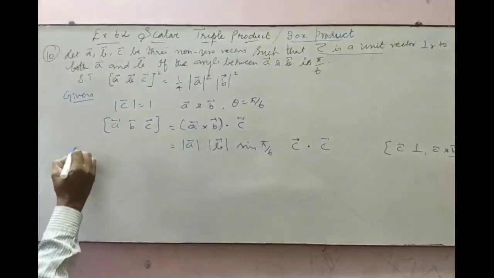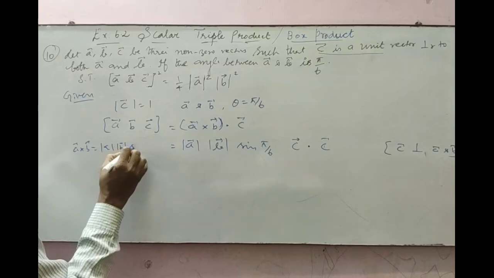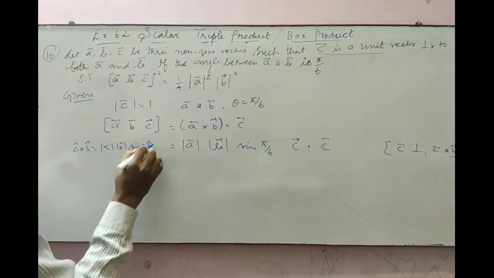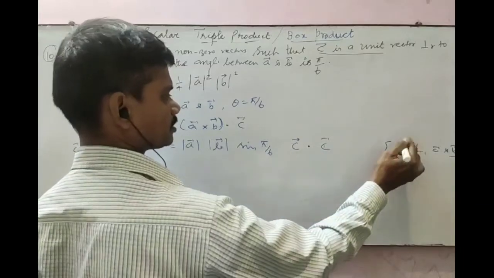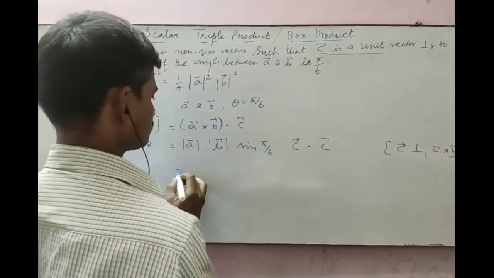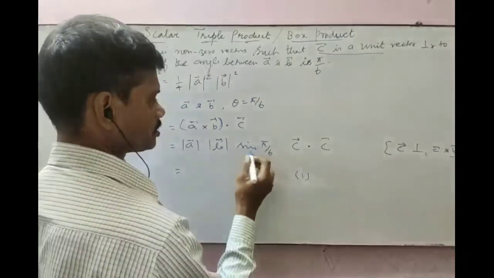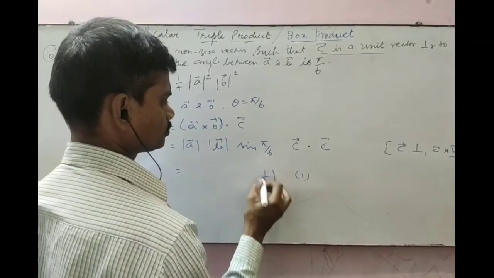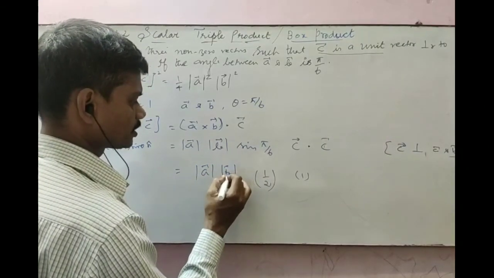Actually, what formula will you write for a cross b? A cross b is equal to modulus of a into modulus of b into sin theta into n cap. This n cap here is the c vector. So c vector is put. So c dot c, what is the value of c dot c? That is 1. Sin pi by 6 is 1 by 2. Then modulus of a into modulus of b vector.